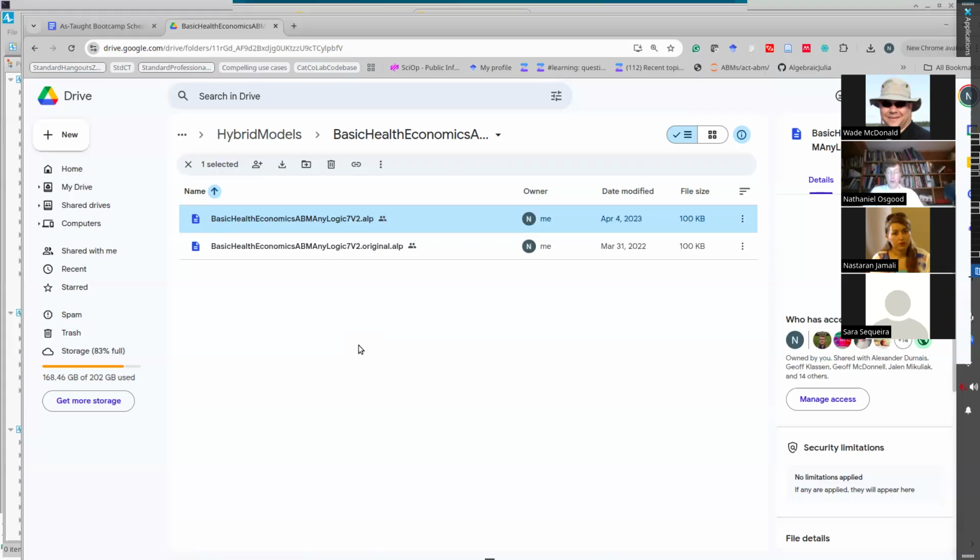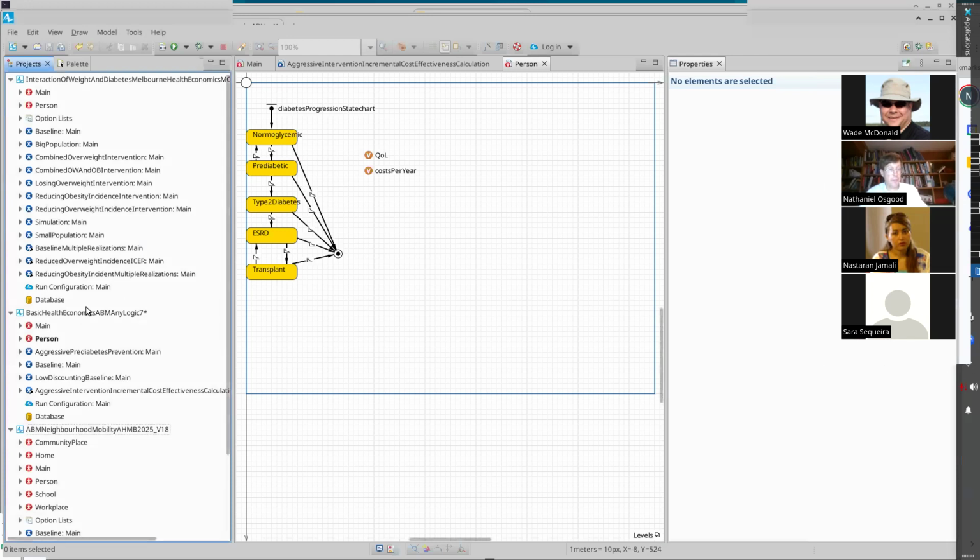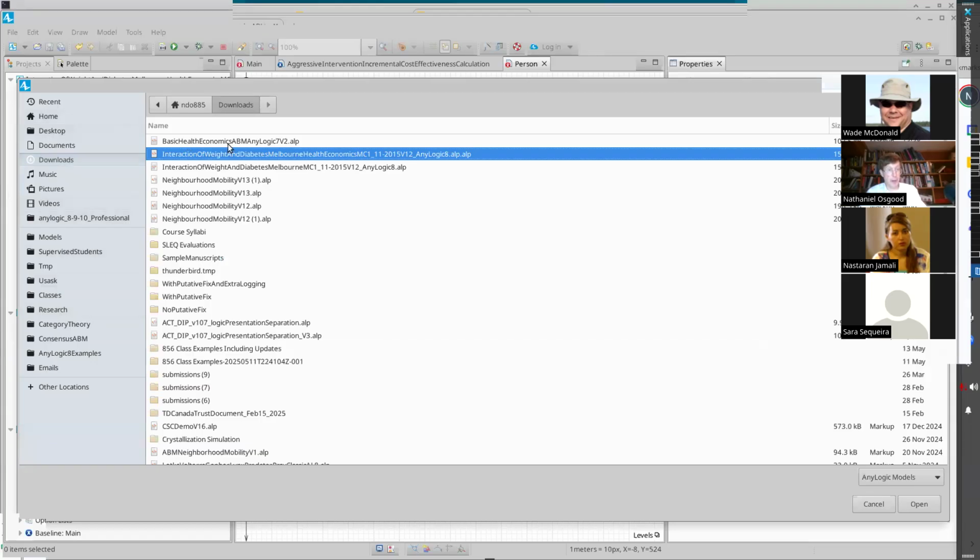Alternatively, it could save money but end up costing lives. So all 4 of those are possible, and we'll be seeing how those are enabled within the context of these calculations. So why don't we open first the basic health economics model. Okay, so you've just downloaded it. You should be able to find it and open it.